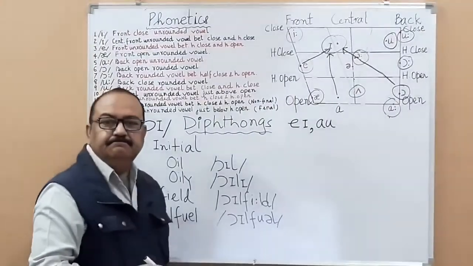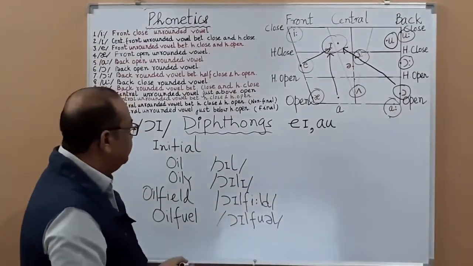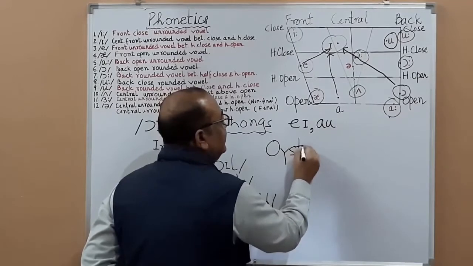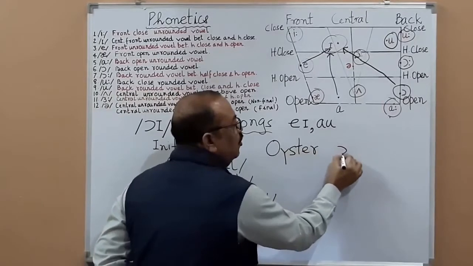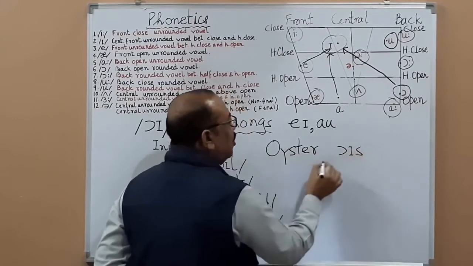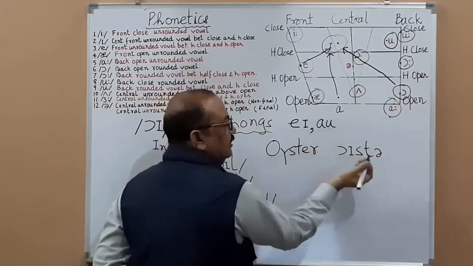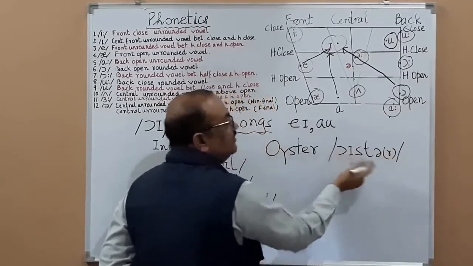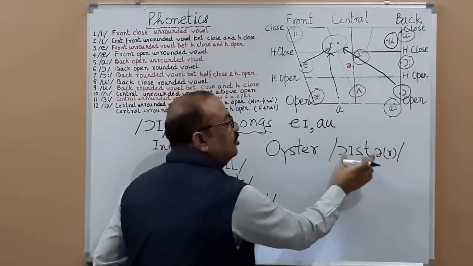Yes, you were telling someone? Oyster. How do you spell oyster? O-Y-S-T-E-R. Yes, sir. So oyster you write like this: OE, then s, then t. Is it okay? Yes, sir. If you wish, you may write this also. Maybe your examiner wants it, so you may write like this. Otherwise, this is complete.